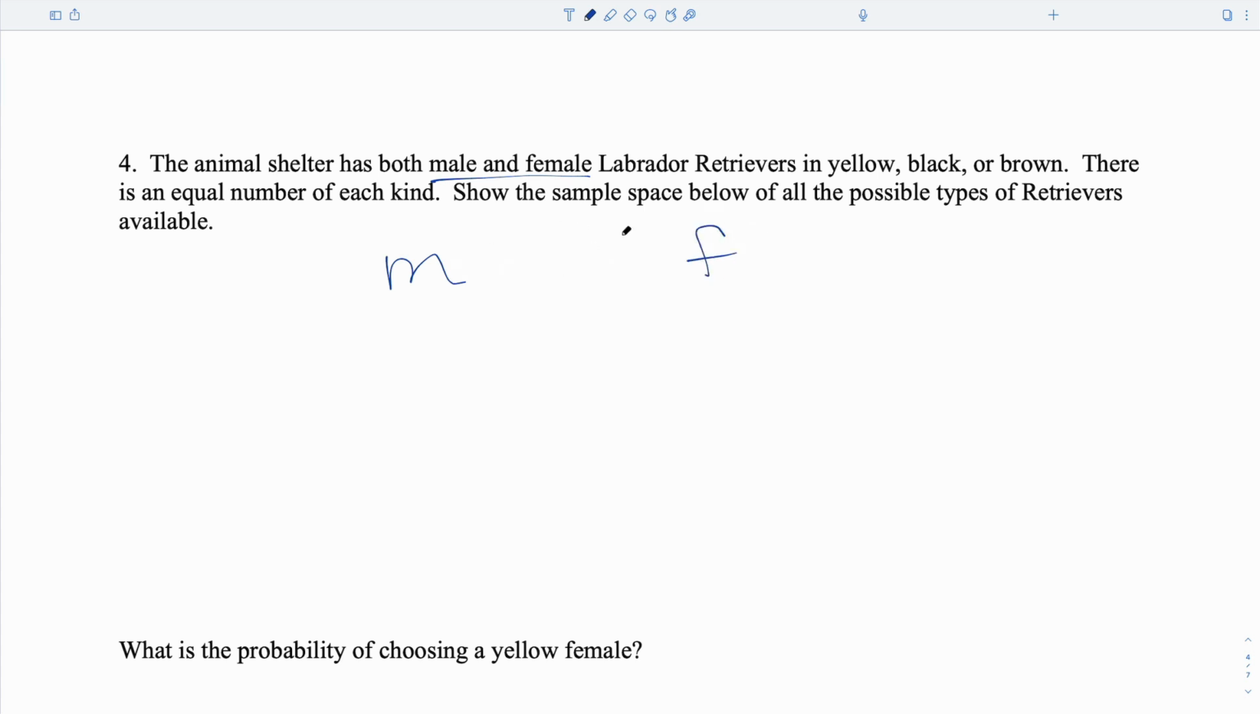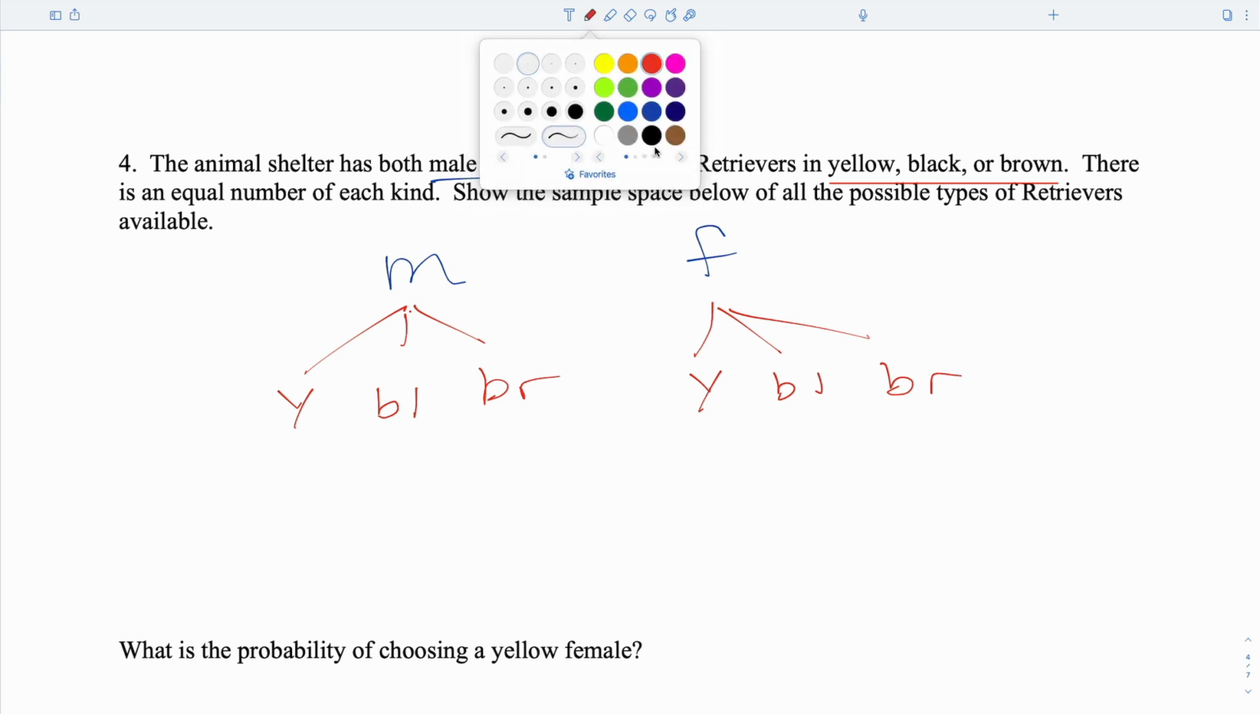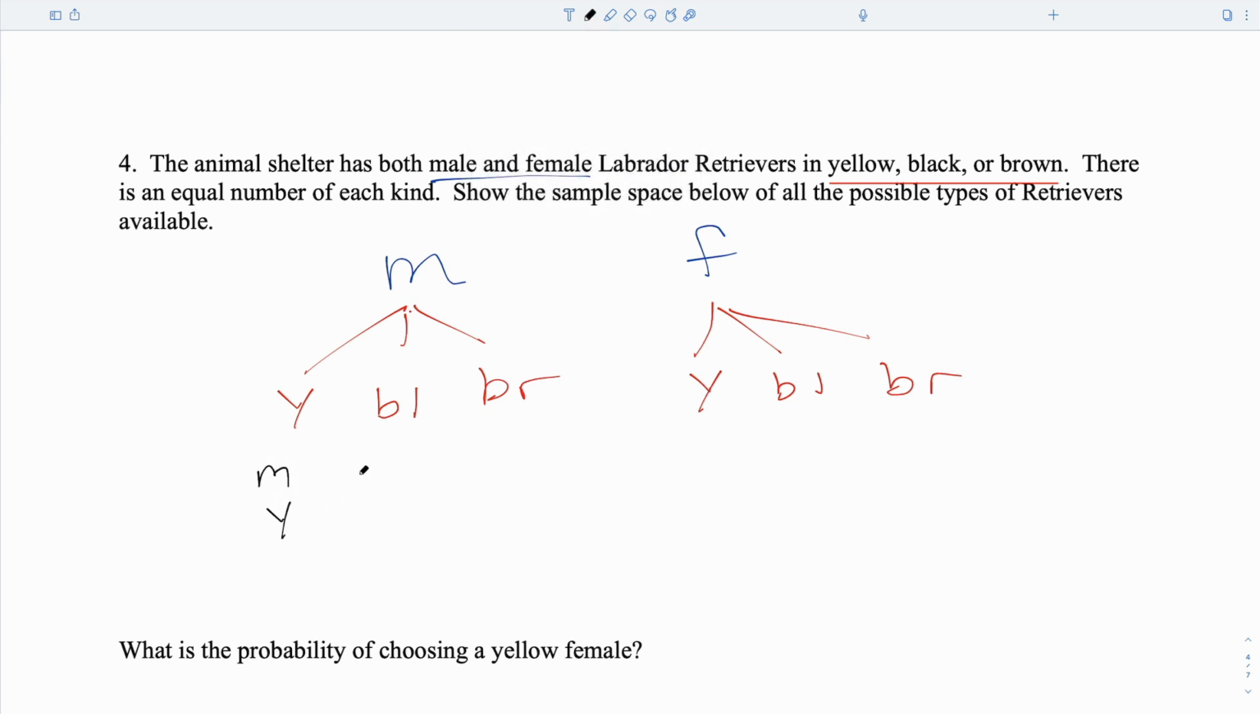Out of those male and female, how many types could we have, Isaiah? There's yellow, black, or brown. Maya, where do I put yellow, black, and brown? Yeah, there could be a male yellow, a male black, BL, and a male brown. There could be a female yellow, a female black, or a female brown. So let's write the options.